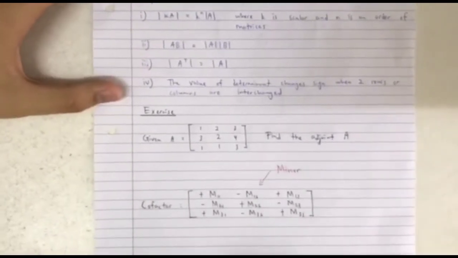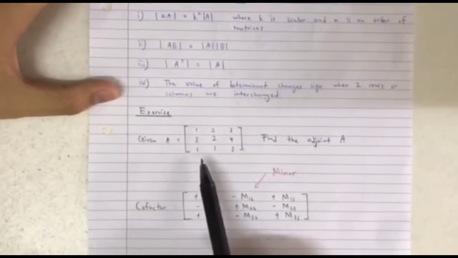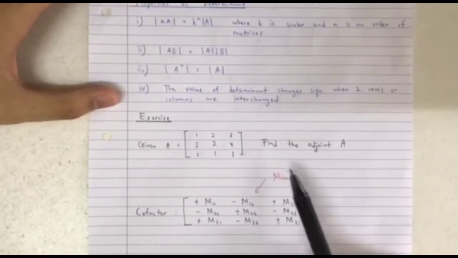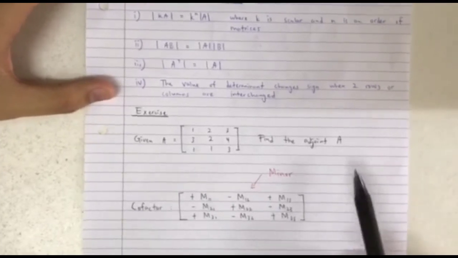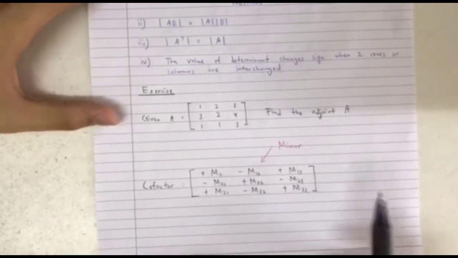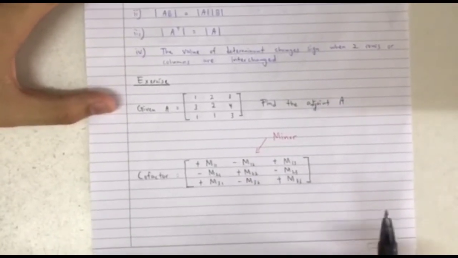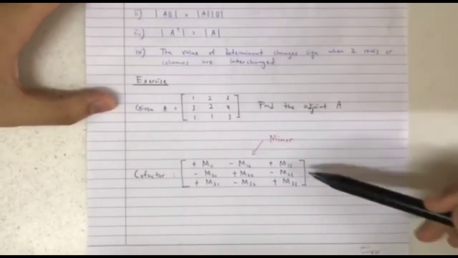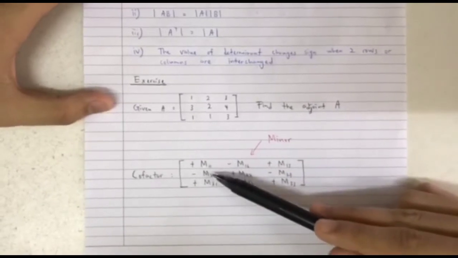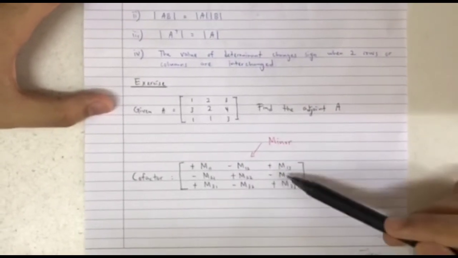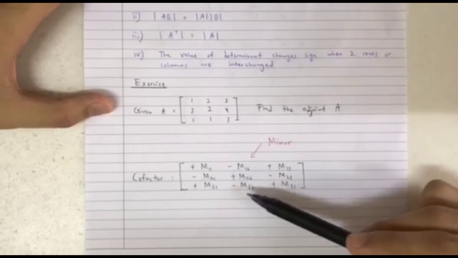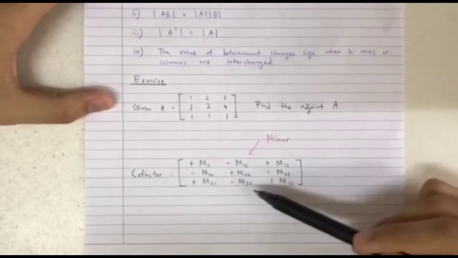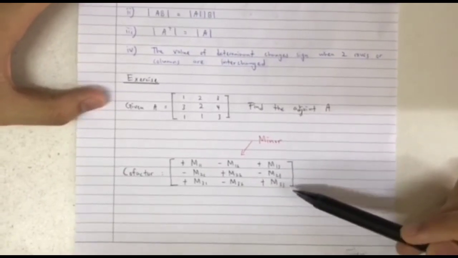Let's see the exercise. Given matrix A: 1, 3, 1, 2, 2, 1, 3, 4, 3. The question asks, find the adjoint of A. First, we need to know the minor and cofactor. The cofactor is, inside is the minor. Minor: first row first column, first row second column, first row third column, second row first column, second row second column, second row third column, third row first column, third row second column, and third row third column.